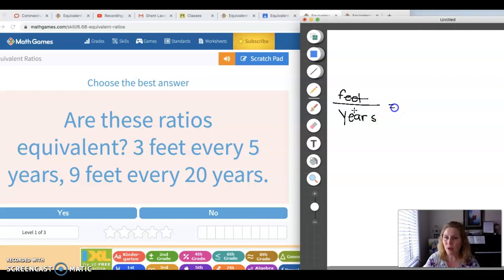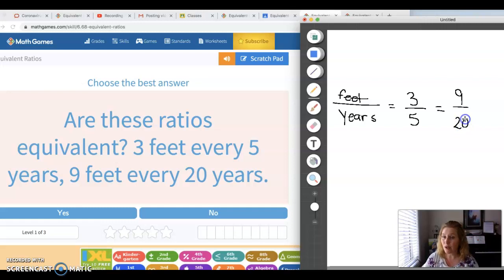Now let's check to see if these are equivalent. We had 3 feet for 5 years, so our first fraction is going to be 3 feet every 5 years. We write it like a fraction. Now here's our question. Is that equal to 9 feet every 20 years?